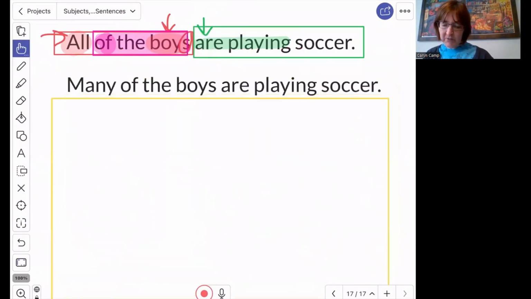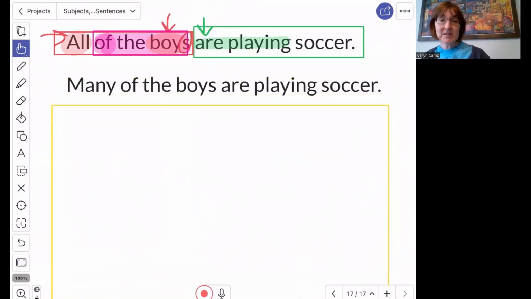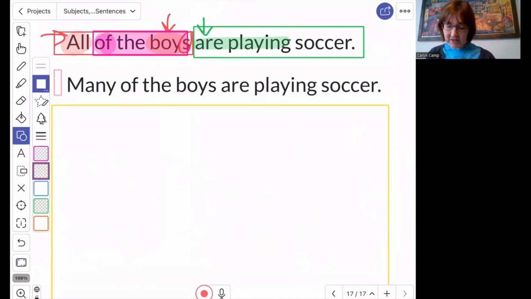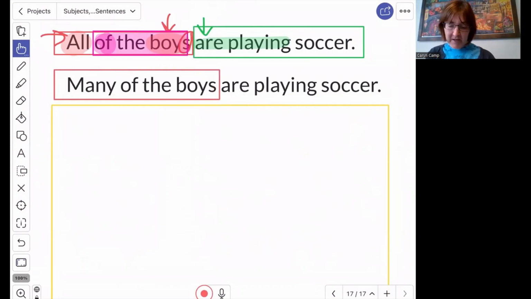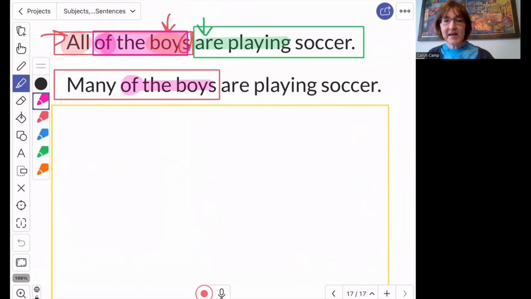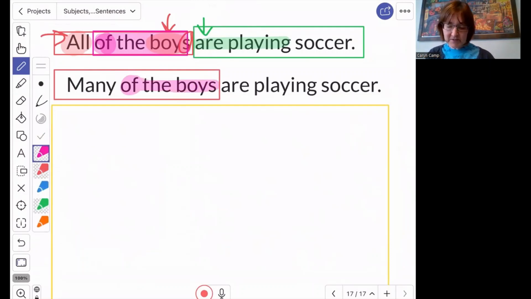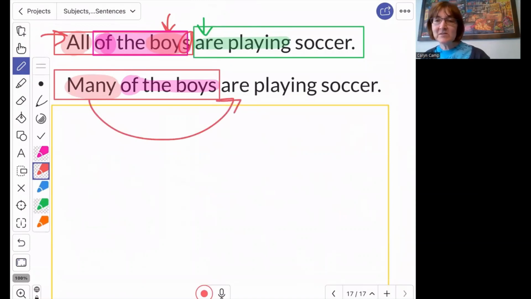Let's look at it. What if we said, many of the boys are playing soccer? Well, now you should be able to see it's similar. Here's our complete subject. But do you find that preposition of and keep on going to the noun at the end? That's our whole prepositional phrase. So our simple subject has to be many. And we are going to line that up with are. Many is also talking about more than one, so it goes with are.